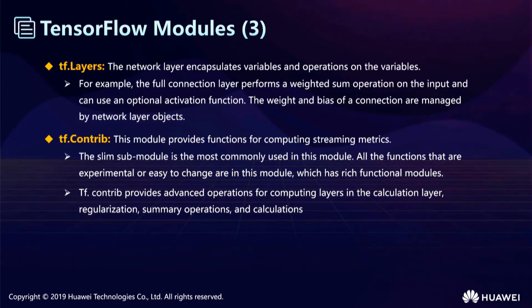For example, the fully connected layer performs a weighted sum operation on the input and uses an optional activation function. The weights and the bias are managed by the tf.layers method. The last one is tf.contrib, and this module provides functions for computing streaming metrics. The sub-module Slim is the most commonly used in this module.